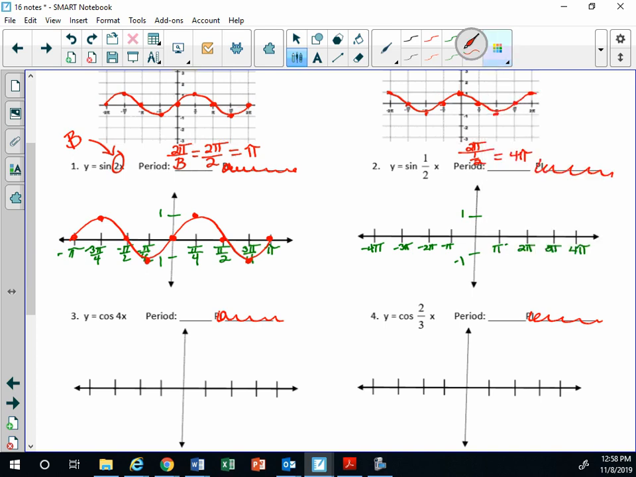All right, guys. So it's sine again. So once you have it labeled, it's just the parent dots. That's it.